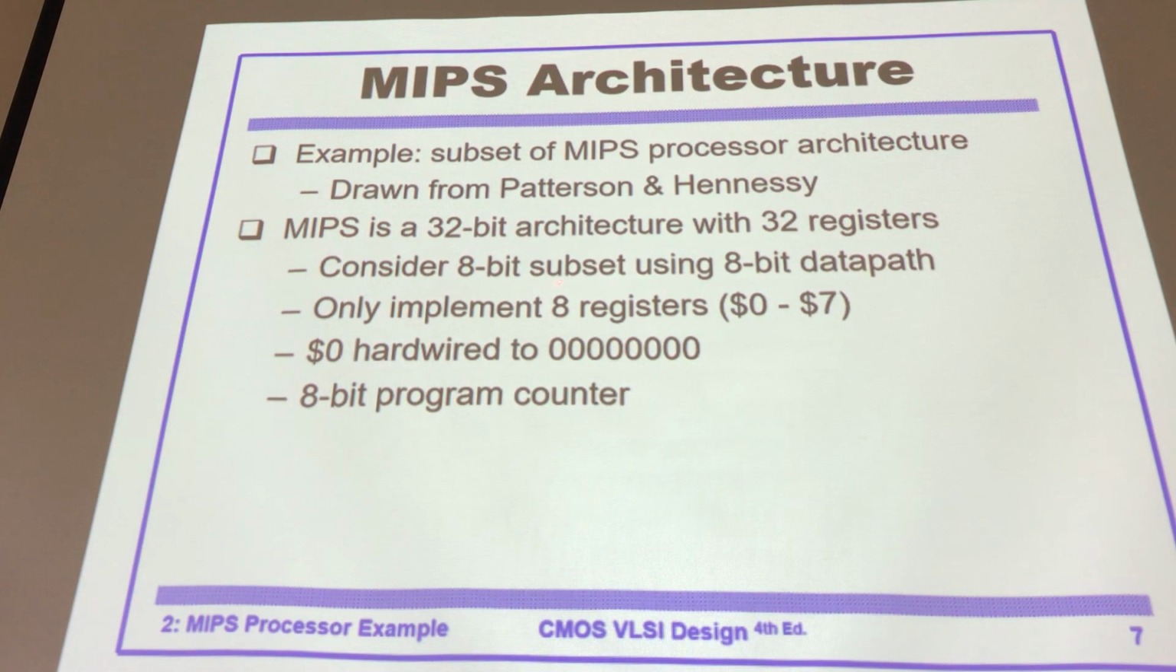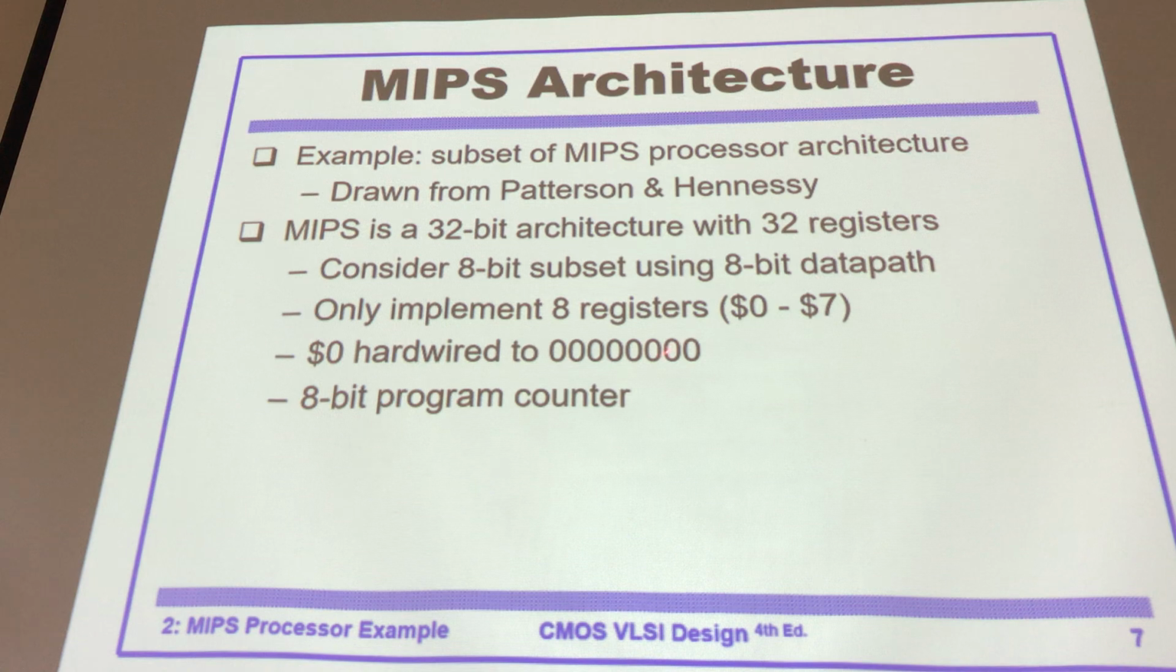We consider an 8-bit subset using an 8-bit datapath. Full length should be 32-bit, but in this simplified design, it's going to be an 8-bit version. And we only implement 8 registers instead of 32 registers, from R0 to R7. And R0 is hardwired to the value 0. You cannot write data into R0 because the value is already fixed at 0. And also the program counter is going to be reduced to 8 bits only, not 32 bits. So we are going to design this version of the CPU.